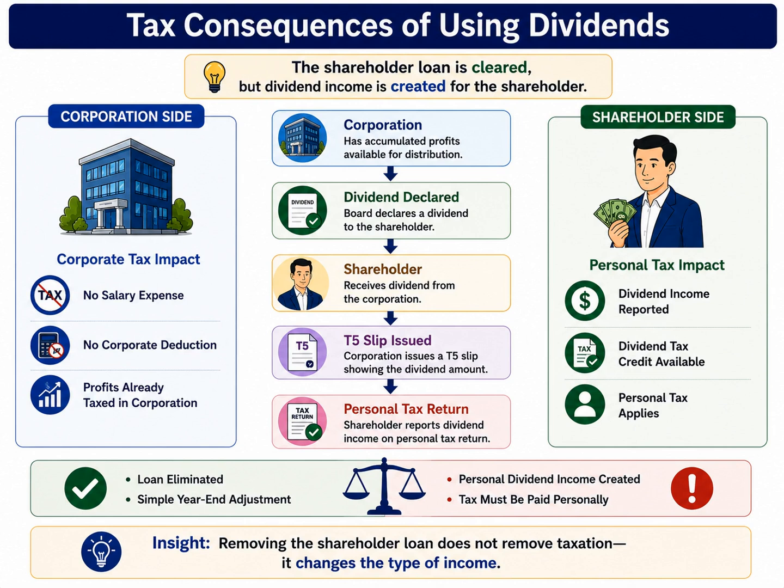The key lesson from this slide is simple. Clearing a shareholder loan balance with a dividend solves one problem, but it creates a new tax result. The loan balance is eliminated, but dividend income takes its place. As tax professionals, we must always remember that removing a shareholder loan does not remove taxation. It simply changes the type of income that is being taxed.